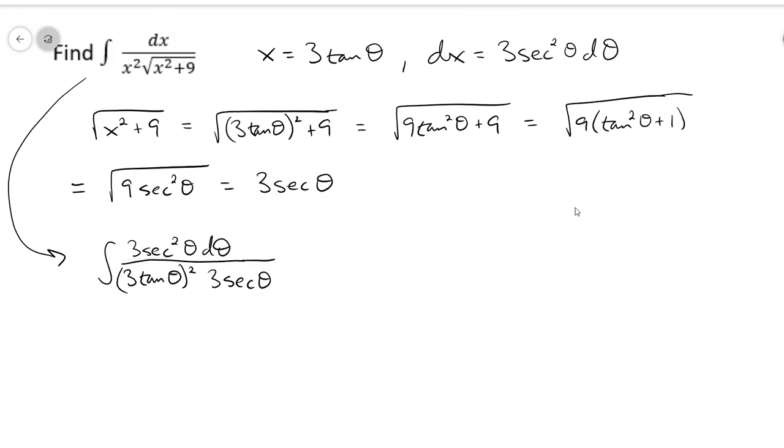Let's see what cancels. We've got a 3 and a 3 here. We'll cancel. Secant squared will cancel with that secant there. And it looks like we're left with, if you square that 3 in the denominator, you have a 9. So we'll pull that out, 1/9. What do we have left in the numerator? Secant theta d theta. And what do we have in the denominator? We've got tan squared theta.